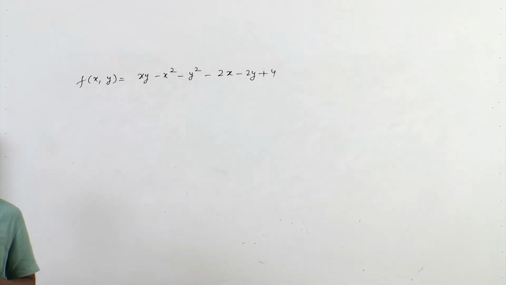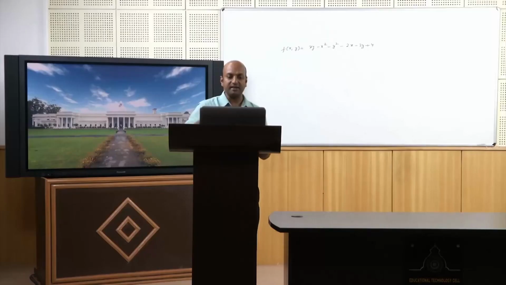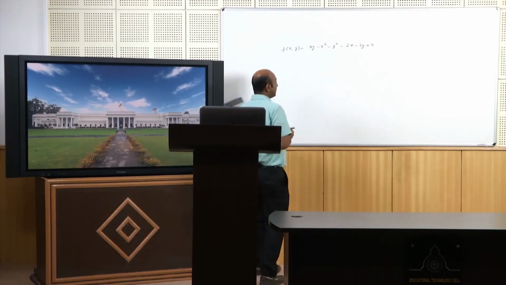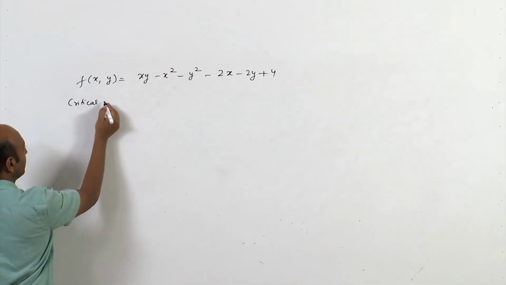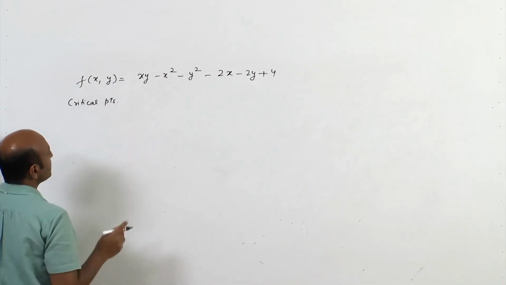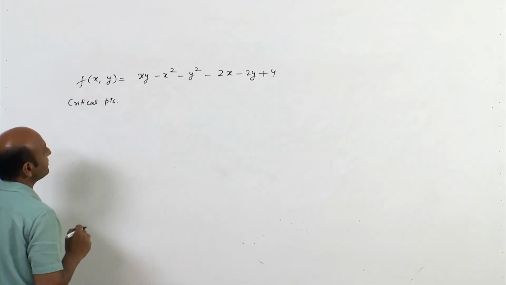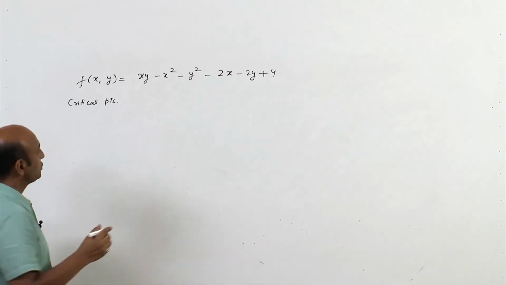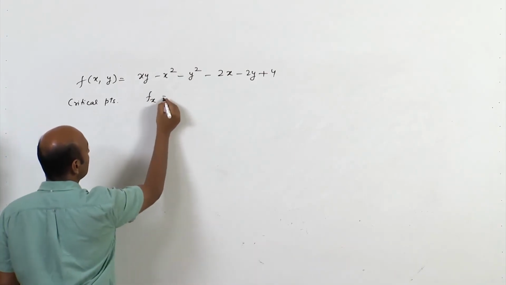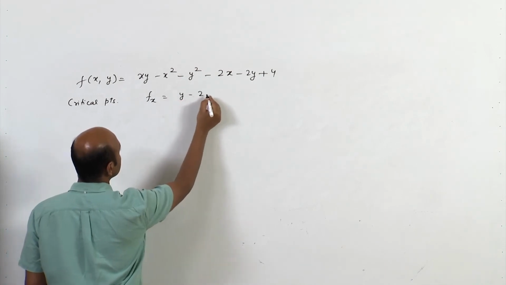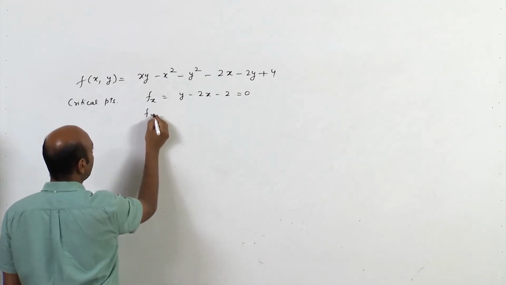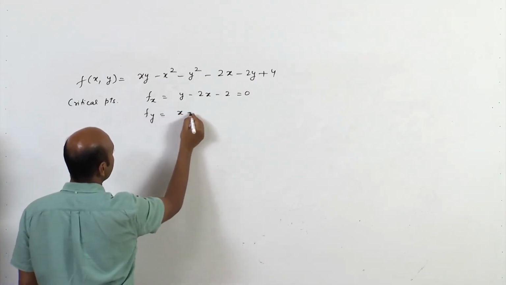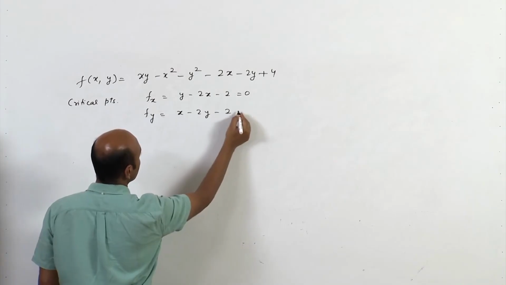Now, you have to find local maxima, local minima and saddle point if they exist for the following functions. So, first find critical points. So, how to find critical points? This function is a very nice function, this is differentiable. So, you can find f x, f x is y minus 2x minus 2 equal to 0, and find f y, f y is x minus 2y minus 2 equal to 0.